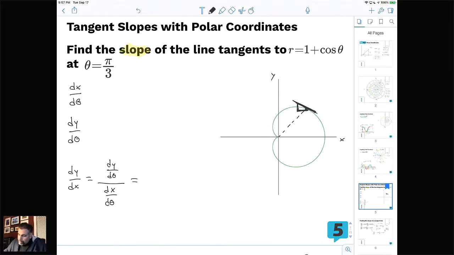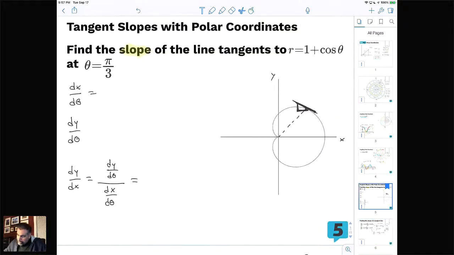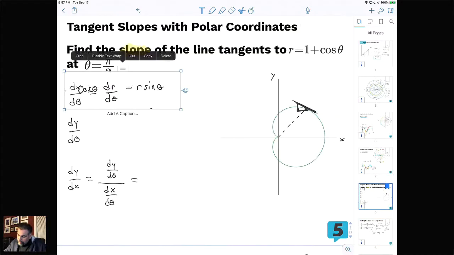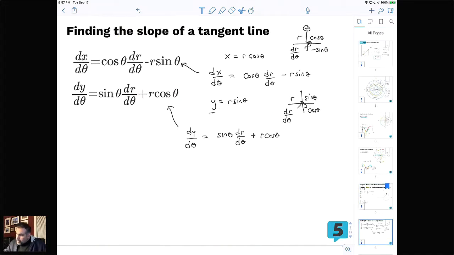So running through this, we're going to do the exact same thing. We're just going to go back and say, all right, that dx over d theta was found to be cosine theta dr over d theta minus r sine theta. So we'll just take this right here, copy it and bring it over. No need to do it again. And then going back over there, finding that dy over d theta, we'll copy that and bring it back.